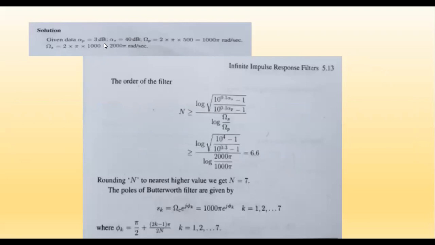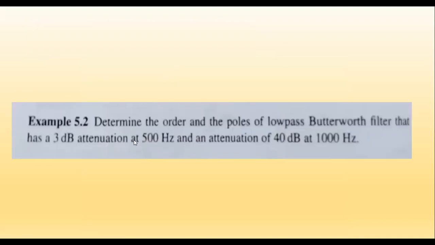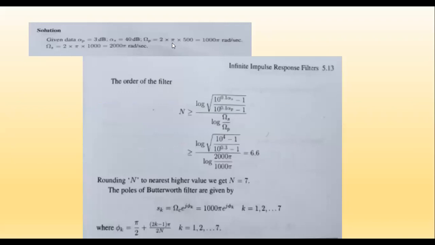So alpha p is 3 dB, alpha s is 40 dB. The frequencies are given in hertz, but we need the values in radian per second. How do you convert into radian per second? Multiply by 2 pi. So 2 pi into 500 is 1000 pi radian per second, and the stop band frequency is 2 into pi into 1000, so it is 2000 pi radian per second. Now substitute the values in this formula, then we get the value 6.6. When we round up 6.6, ultimately n is equal to 7.